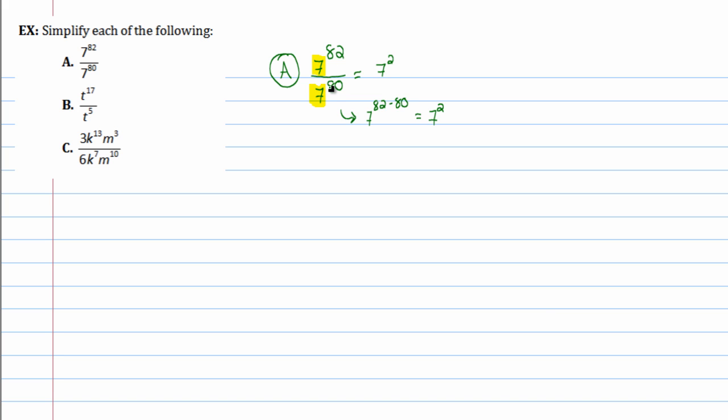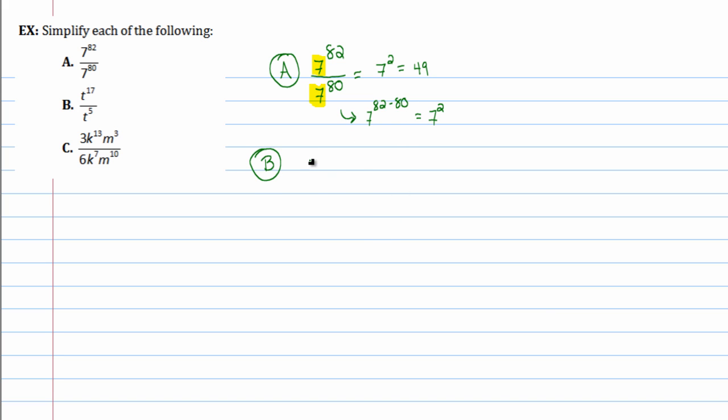You're canceling. It's like you have 7 times 7 times 7 times 7. You have 80 groups of 7s down here and 82 on top. So a bunch of them cancel back and forth except for the last 2 on top. By the way, 7 squared, a good instructor would never accept that as an answer. 7 squared is 49.